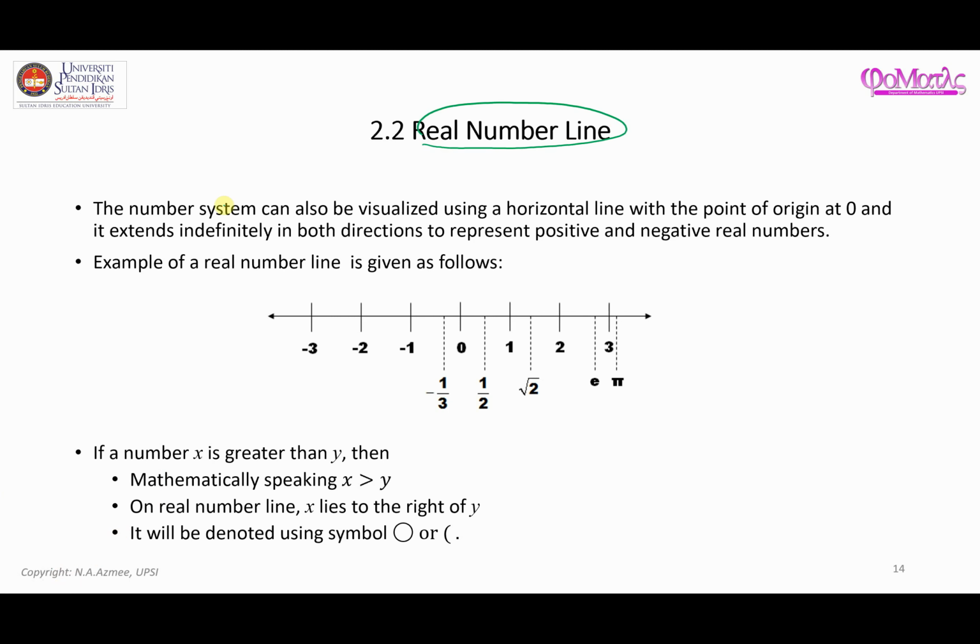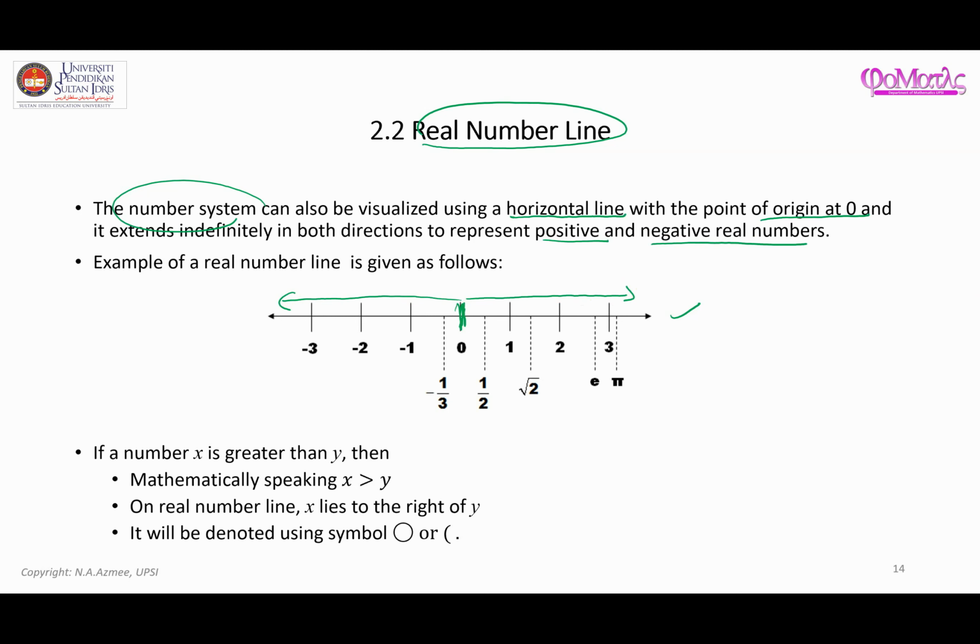In this video, I'm going to talk about the idea of the real number line. This is how you can visualize the number system, where you have a horizontal line with the point of origin at 0. You can extend the line from this point towards both directions indefinitely, so you can represent the positive and negative real numbers. This is an example of a real number line.